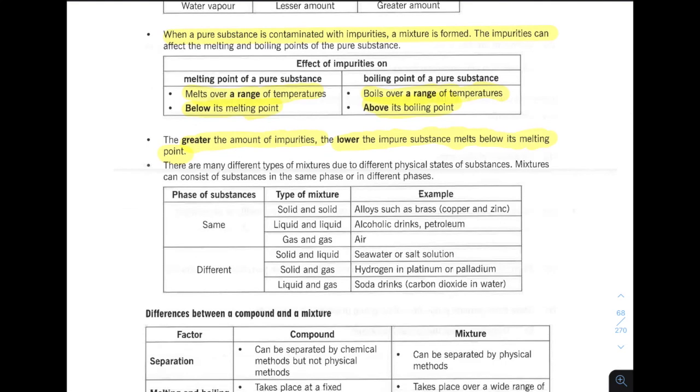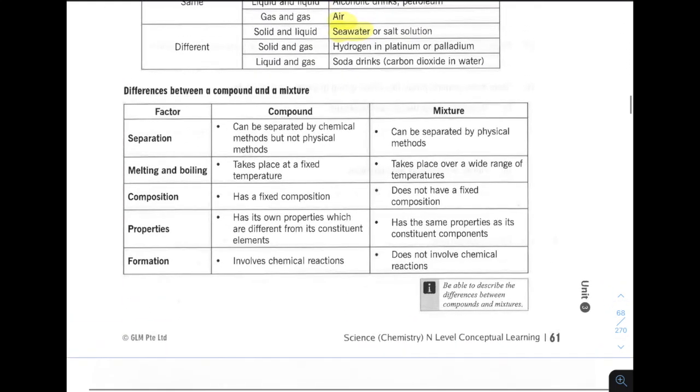And examples like alloys, they are very common mixtures. Air is another one. Seawater is another example of a mixture, where it contains both salt and water. Last but not least, you will need to know the difference between a compound and a mixture. Generally in exams, they will ask you to list down 2 or 3 of them. One of the simplest that I tend to like is separation, melting point, boiling point, and composition.